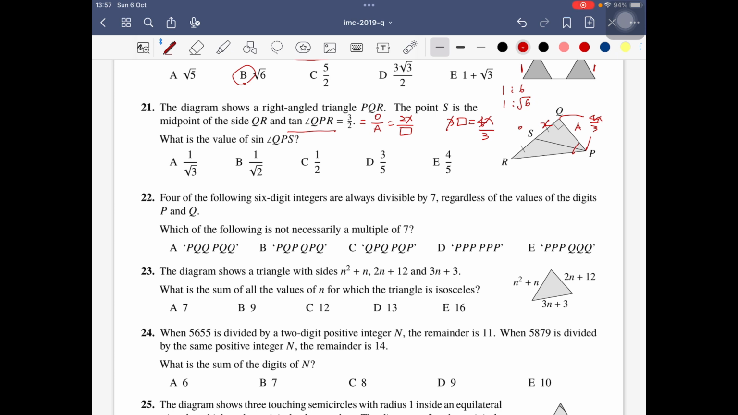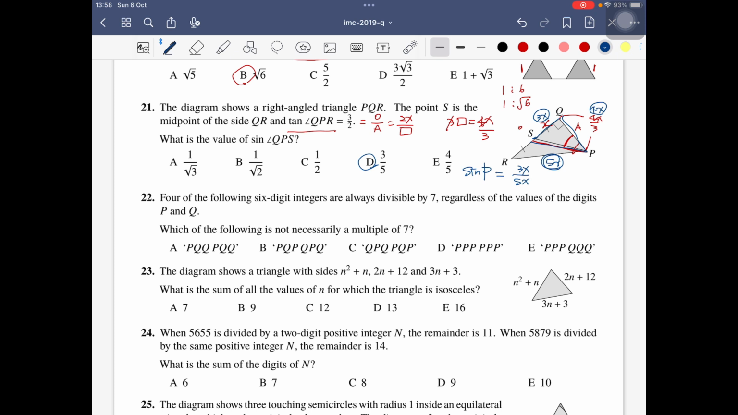What is the value of sine QPS? So we need to know what this is. Then now we know everything. We are just talking about the ratio of the sides, so we don't need the fractional expression. Let's call this 4x and this 3x. Then SP could be 5x. So from P, sine P with this smaller right triangle is 3x over 5x, so 3/5.